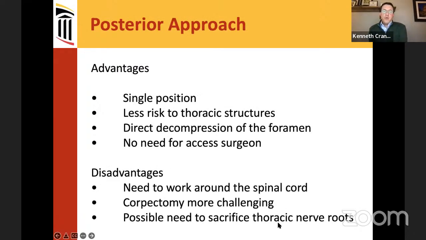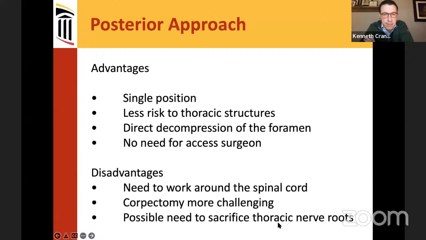From a posterior approach, the main advantages: it's a single-position surgery, for better or for worse, that potentially leads to less OR time and less having to move the patient around. There's less risk to intrathoracic structures such as the lungs and great vessels. You are able to directly decompress the foramen. You're also able to perform posterior osteotomies from a posterior approach, and you don't need an access surgeon.